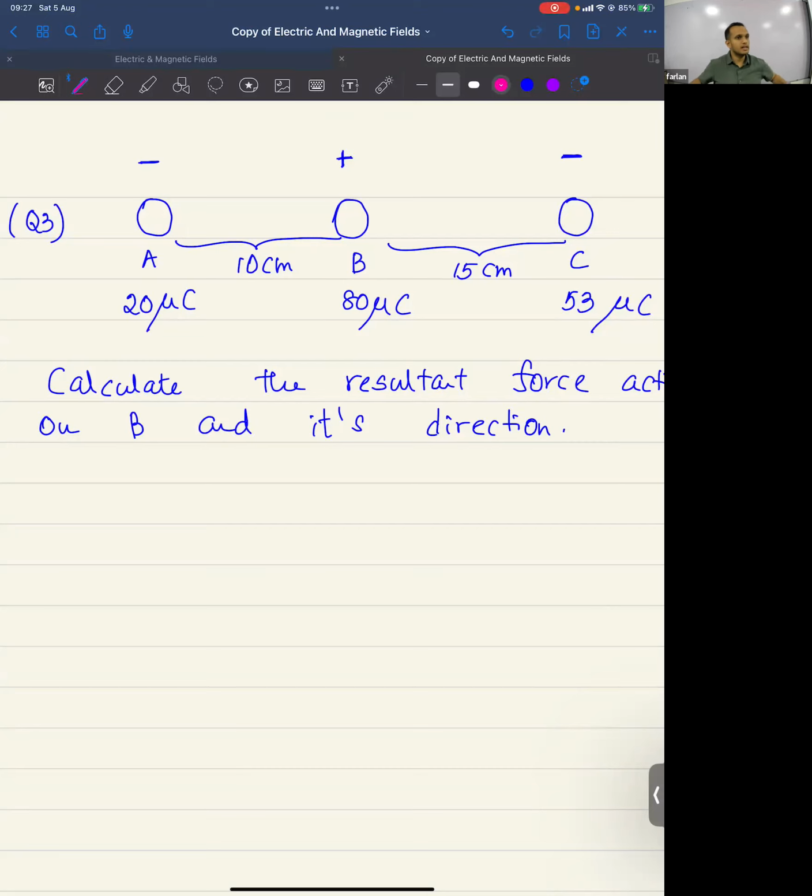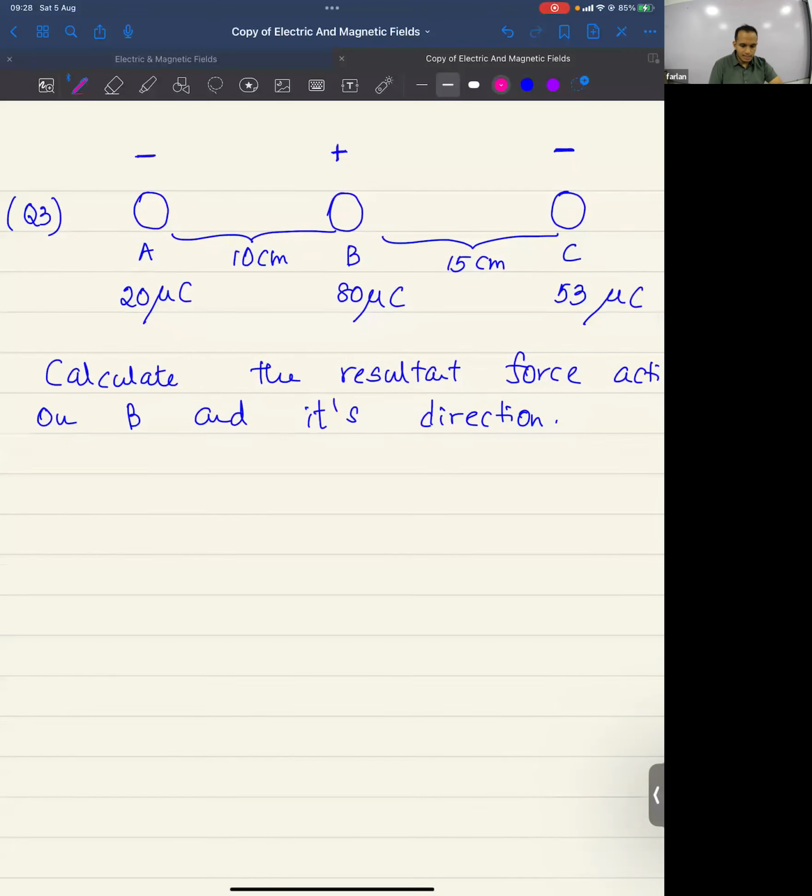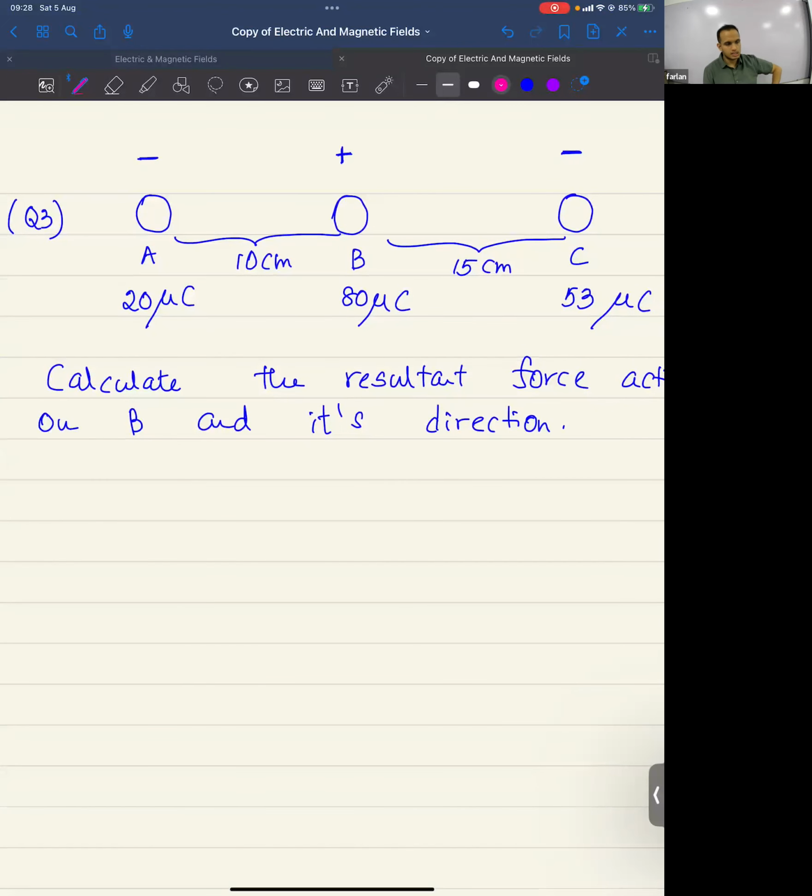Right. Guys, there are 3 charges A, B, C. A is a negative charge, 20 microcoulomb. B is a positive charge, 80 microcoulomb. And C is a negative charge, 53 microcoulombs. The distance between A and B is 10 centimeters. Between B and C, it's 15 centimeters.